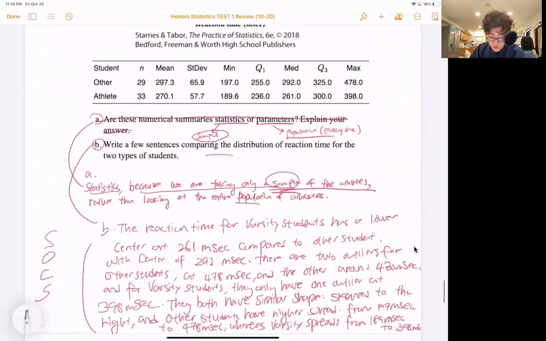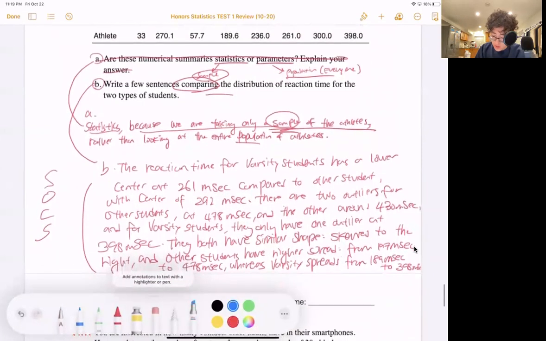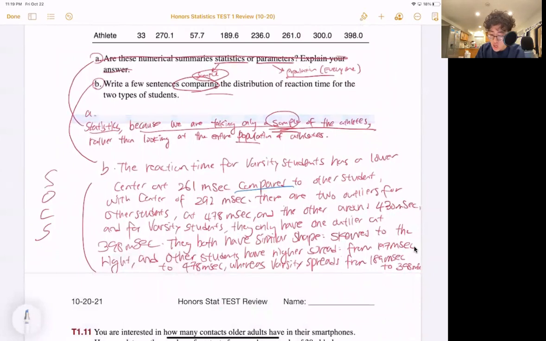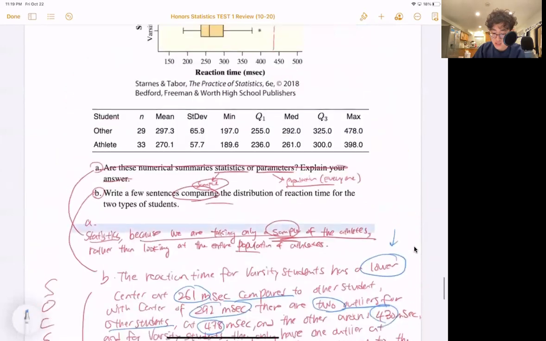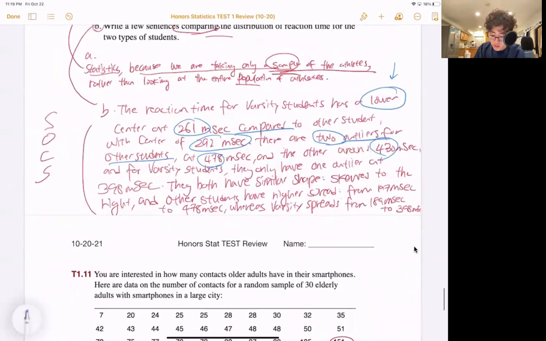Okay. So what I said was, if you're comparing these two, the word here is comparing them. So you've got to give me some comparison words. Mr. Kim, what do you mean by comparison words? It means like, compared to the other students, varsity students have a lower center, 292 versus 261. I want to see numbers. I want to see comparison words like lower. There are 2 outliers for other students, at 478 and around 430, because this one is really not specified since it's not the max or anything like that. And for the varsity students, they only have 1 outlier at 398.